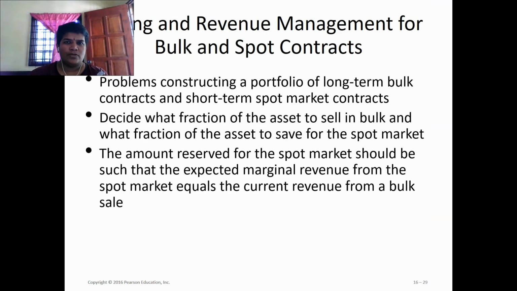So, pricing and revenue management for bulk and spot contracts. The problem is constructing a portfolio of long-term bulk contracts and short-term spot market contracts. Decide what fraction of the asset to sell in bulk and what fraction of the asset to save for the spot market. The amount reserved for the spot market should be such that the expected marginal revenue from the spot market equals the current revenue from bulk sales.